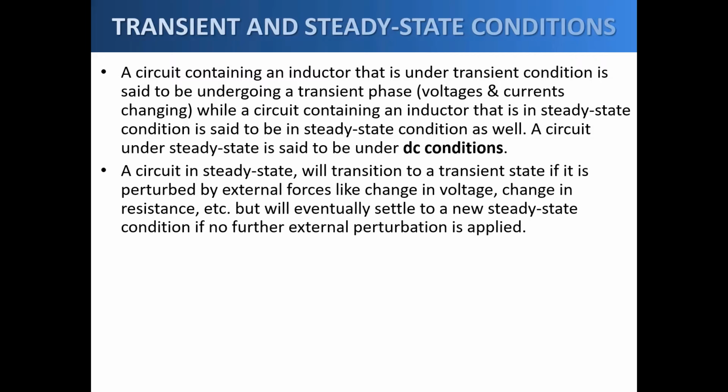A circuit in steady state can transition to a transient state if it is disturbed by external forces, like for example, a change in voltage, a change in resistance, and many more. But if those changes stop or cease, the disturbed circuit will eventually settle to a new steady state condition.